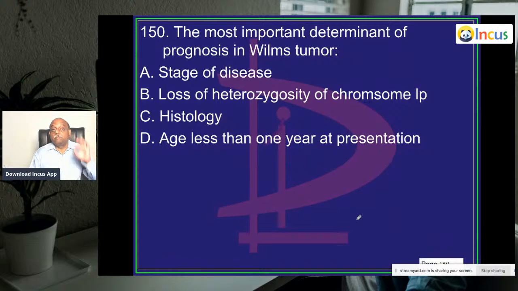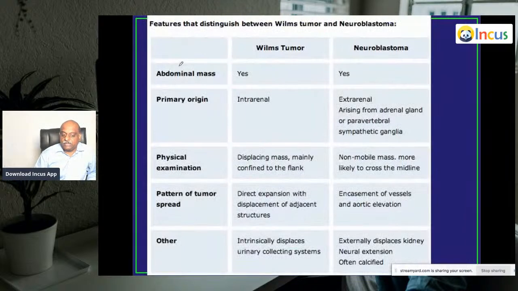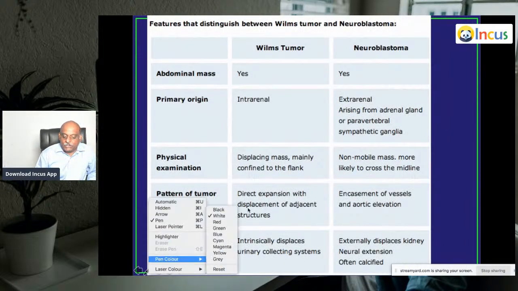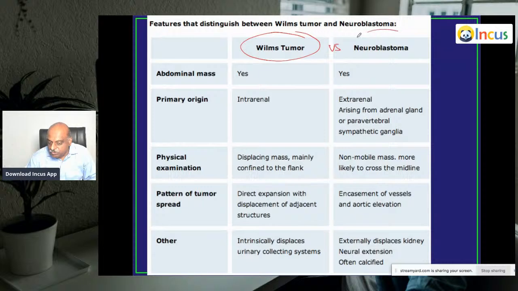Finally, Arya, prognosis of the Wilms tumor. What are the most important determinants? Typically, it is the histology and stage which are very important. So, doctor, in this context, I would like to once more give a quick review of the most high-yield area frequently tested in the NEET PG exam. Wilms tumor versus neuroblastoma.